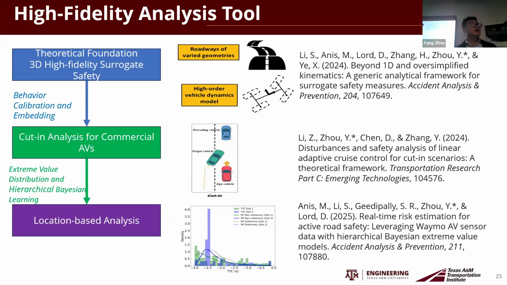And given that, we further do some behavior calibration that we can embed in the tool to put inside the active safety analysis. For example, here, the cutting analysis for the commercial AVs, or we also can do human-driven vehicles for sure. And we know that active safety analysis usually is based on the vehicle perspective. Then we further utilize the extreme value distribution as well as the hierarchical Bayesian learning to convert the vehicle perspective to a location-based perspective to cater to different stakeholders.